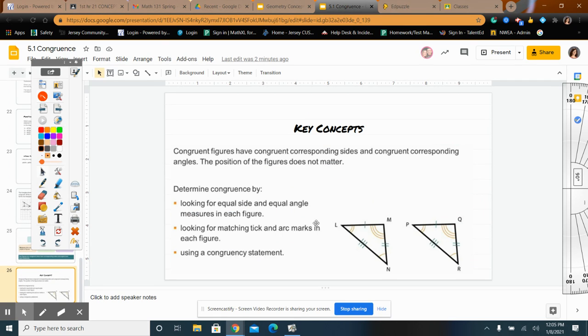Don't forget, these are the key concepts, everything we went over. If you want to put any of those in your notes, that's going to help you today.